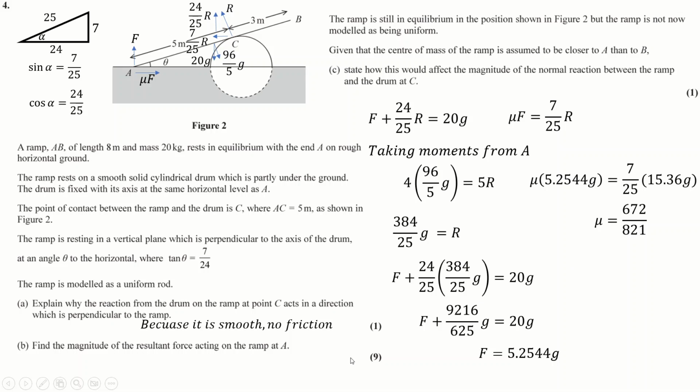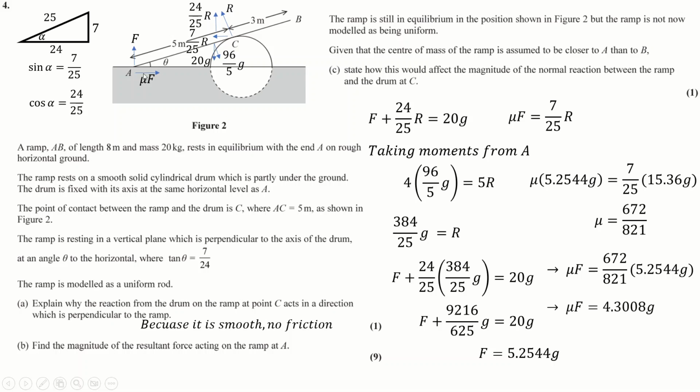Find the magnitude of the resultant force at A. Now, the resultant force at A is the resultant force of these 2 things. These are the 2 forces at A. So we want to find the resultant of those 2, which just means doing the 2 of them squared, square rooted, right? So mu F is this. In fact, thinking about it, you didn't actually have to work out mu, did you? Because you could have just done 7/25 times R to work out mu F. And then you have F from this bit.